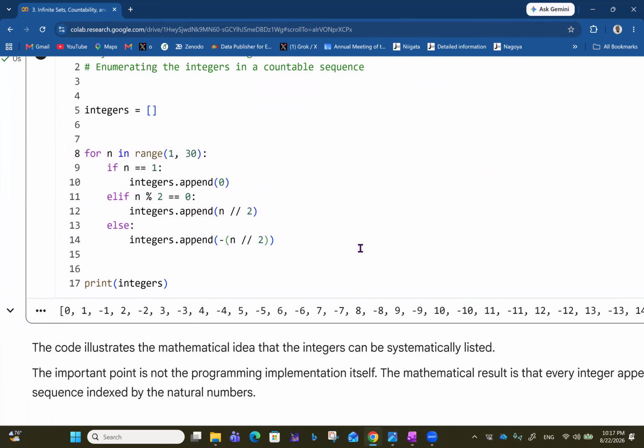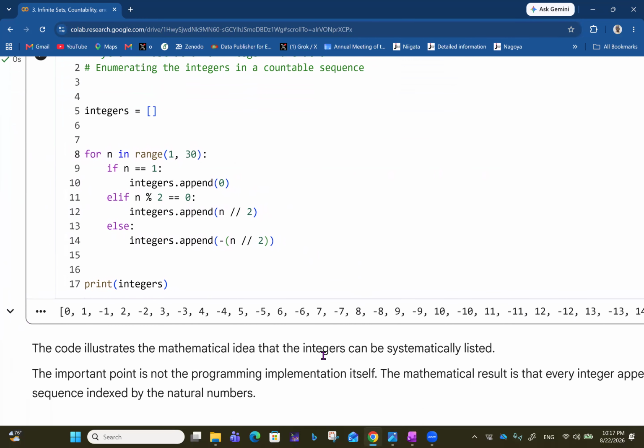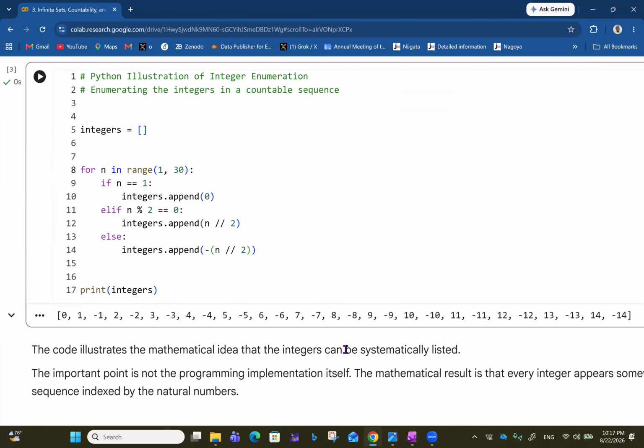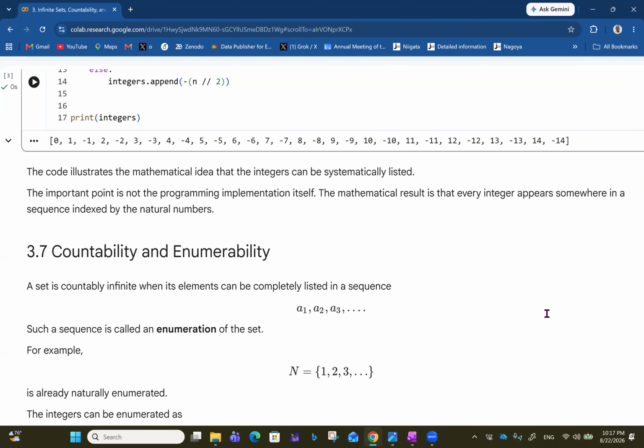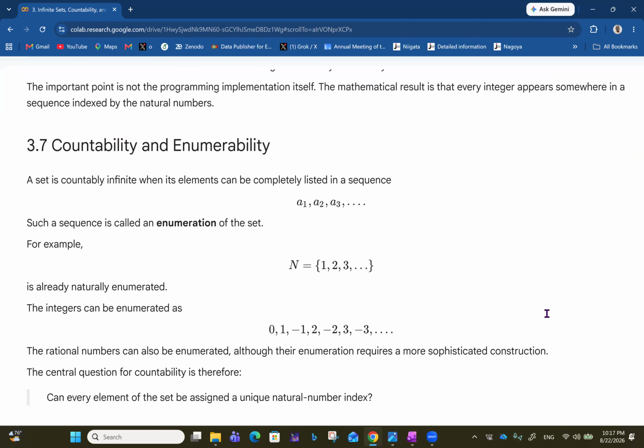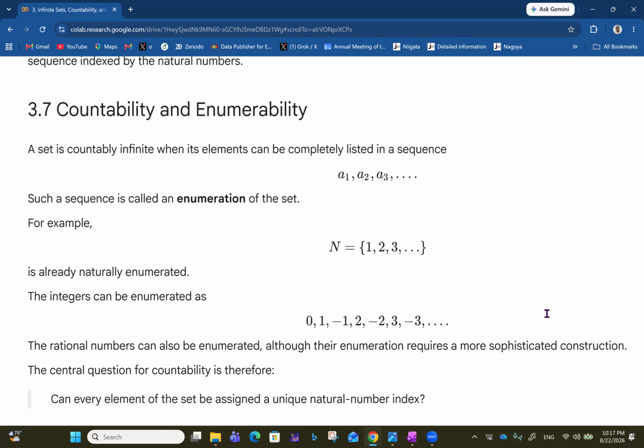So the code illustrates the mathematical idea that the integers can be systematically listed. The important point is not the programming implementation itself. The mathematical result is that every integer appears somewhere in a sequence indexed by the natural numbers. With this indexing, each one of these integers appears exactly one time. As a result, you can form a bijection by matching it with the set of natural numbers, and though it is infinite, it is a countably infinite set.